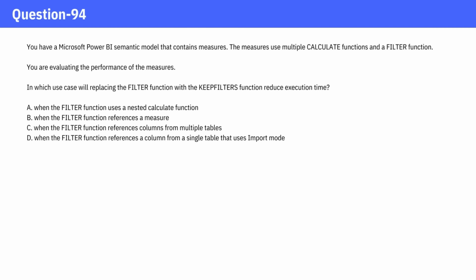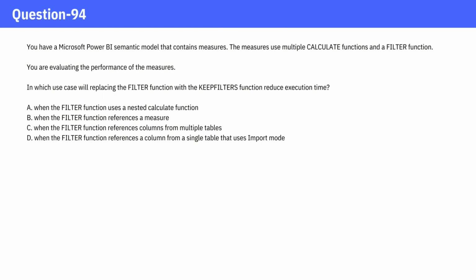Question 94. You have a Microsoft Power BI semantic model that contains measures. The measures use multiple calculate functions and a filter function. You are evaluating the performance of the measures. In which use case will replacing the filter function with the keep filters function reduce execution time?